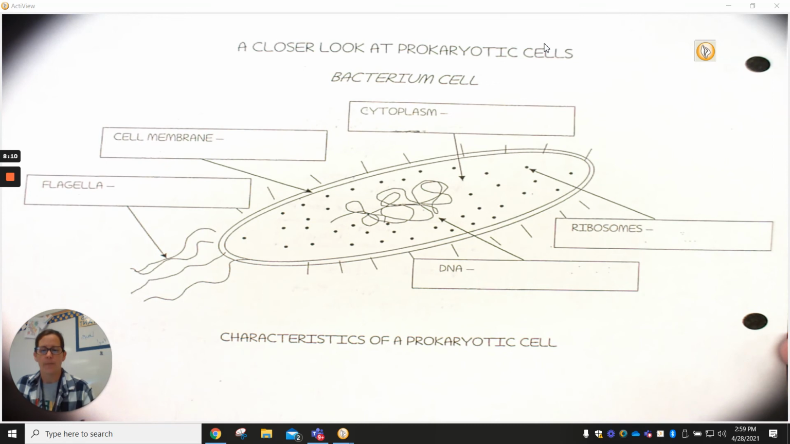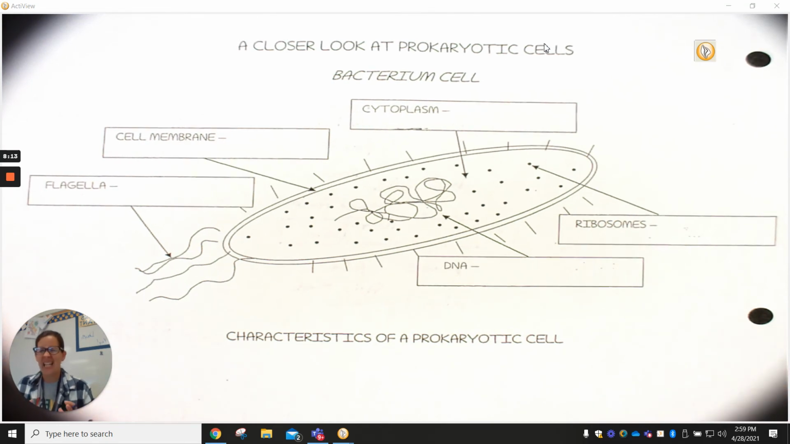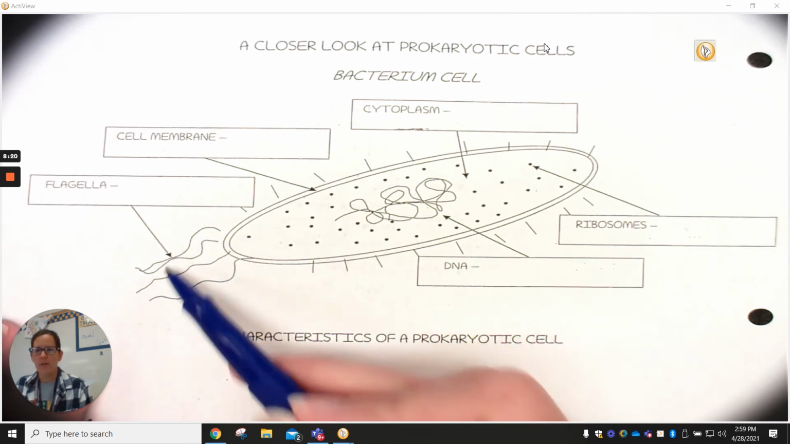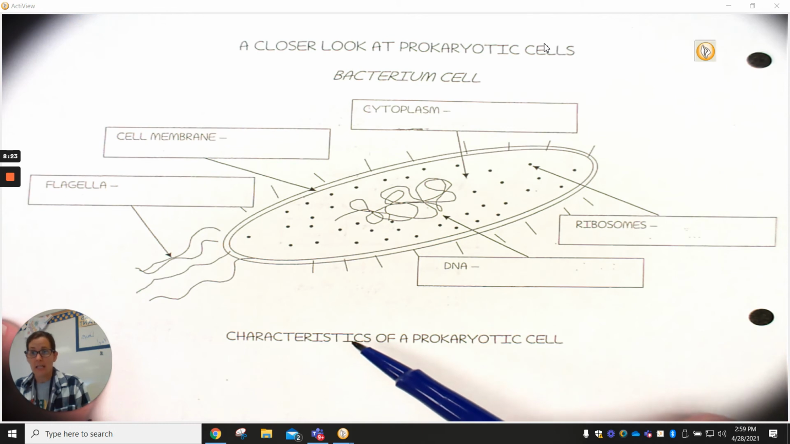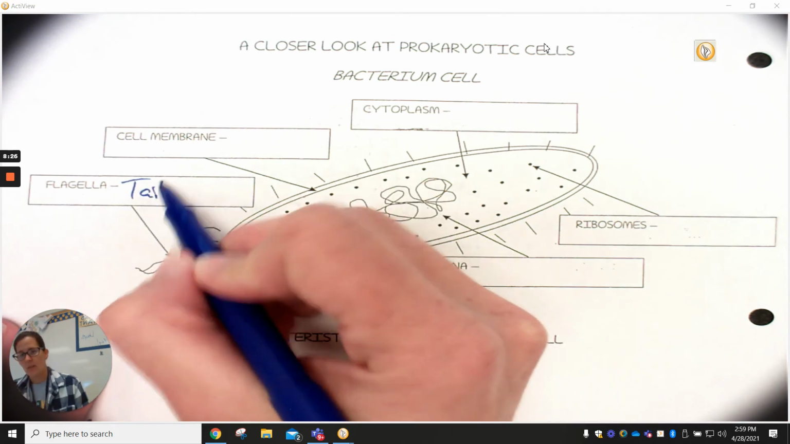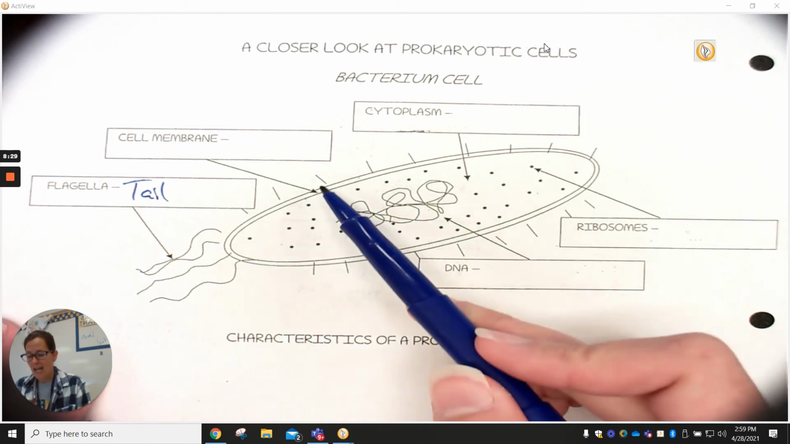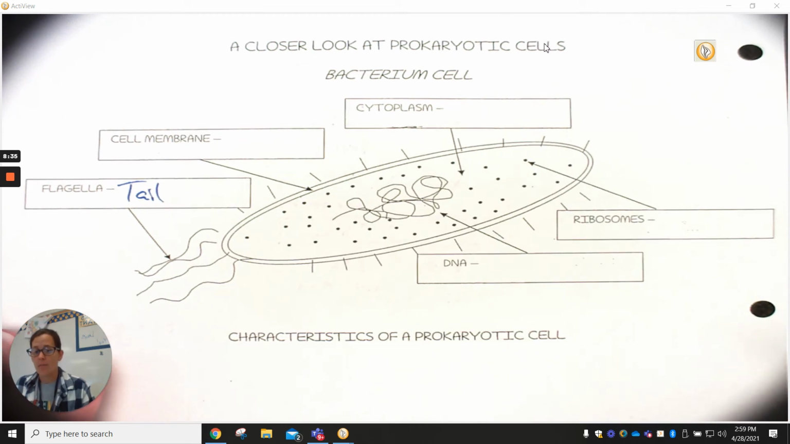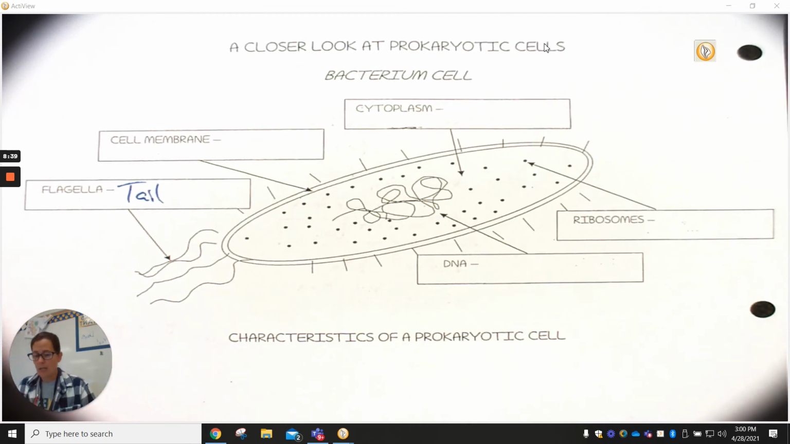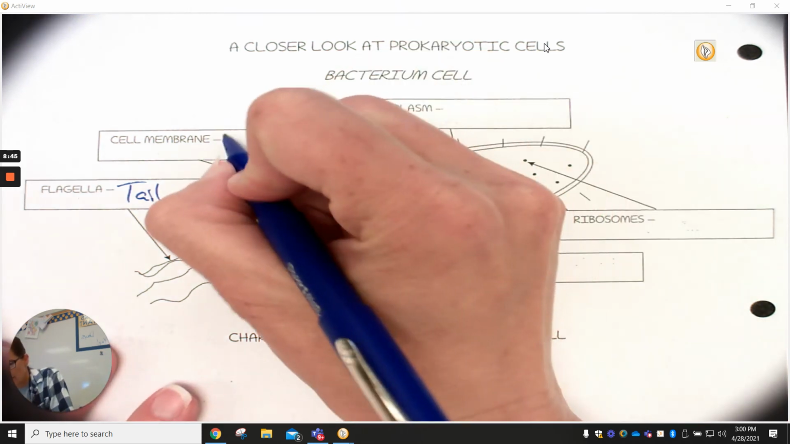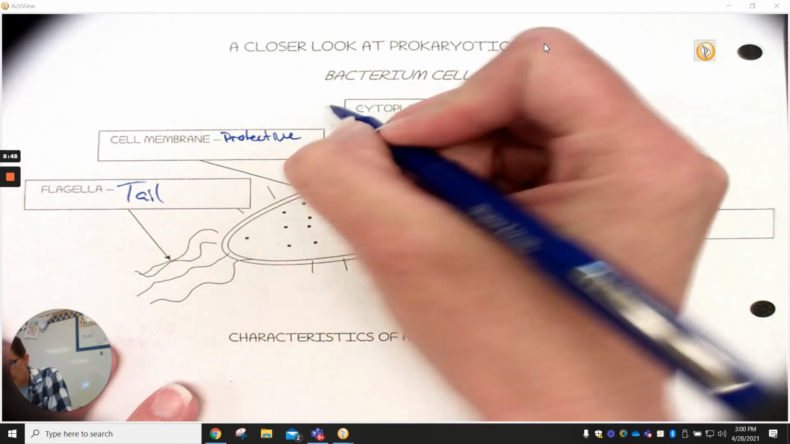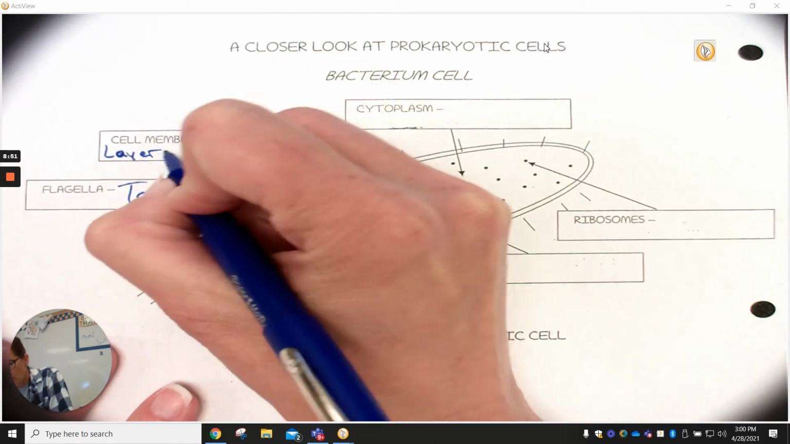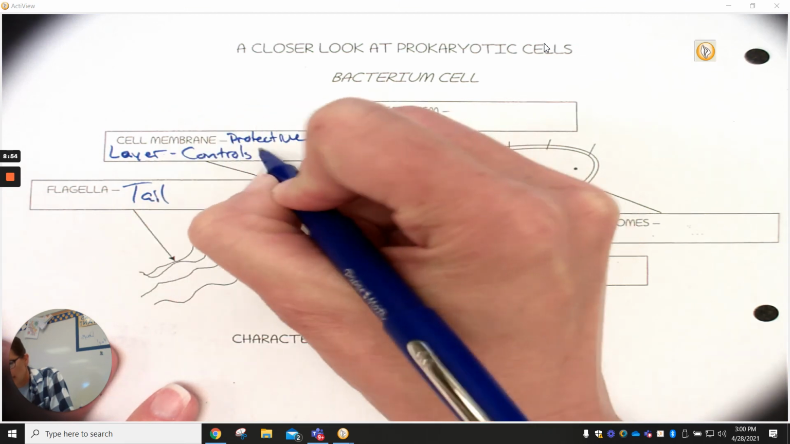Bacteria, things like that. So bacteria have some things kind of like a eukaryotic cell, but this little tail-like thing over here, that's a flagella, and a flagella is just a tail. So you can put tail right there. They also do have a cell membrane, like the eukaryotic cell. Y'all remember what a cell membrane is? Cell membrane, we wrote down that it is the protective layer and controls in and out. So protective layer, controls in and out.